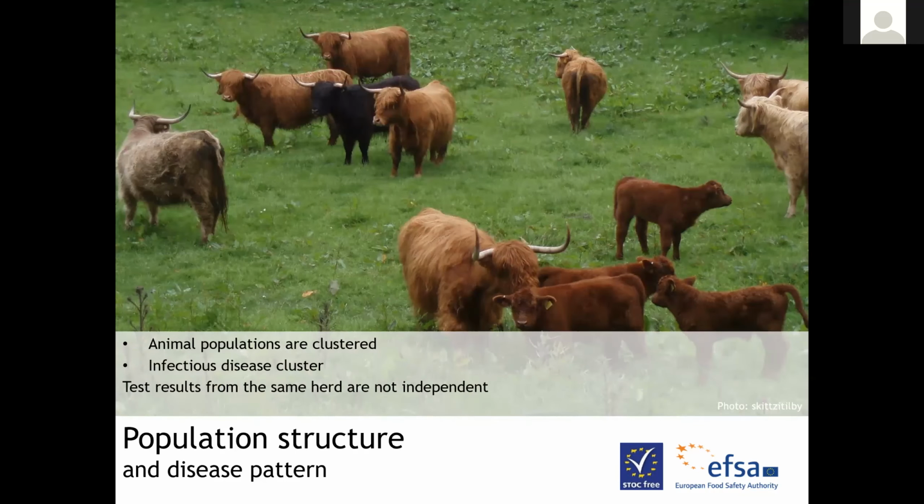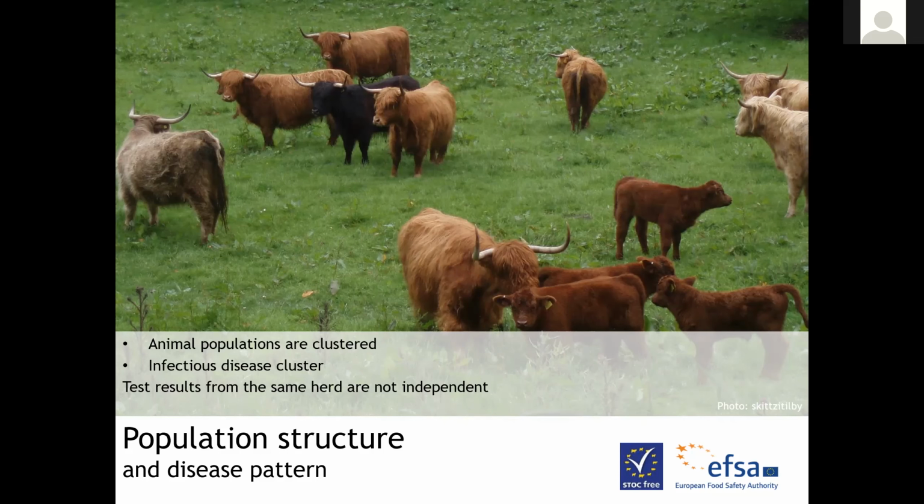What is also important and easy to include is that infections are not evenly distributed in animal populations, because the population in itself is very clustered with animals kept together in herds. And infectious diseases also tend to cluster. So this clustering could be a statistical problem, but with scenario tree modeling, it's easy to include these hierarchies in the model.